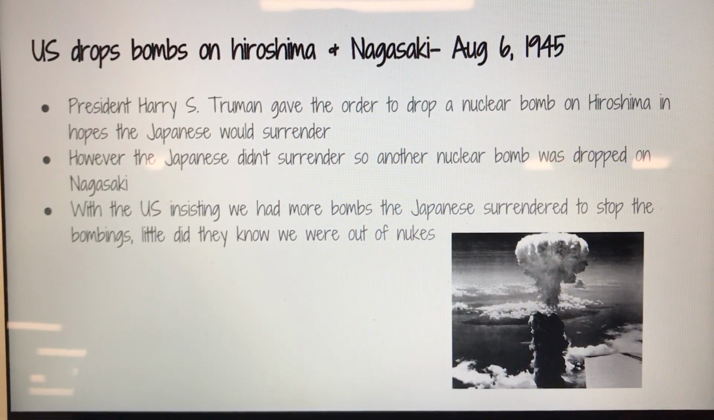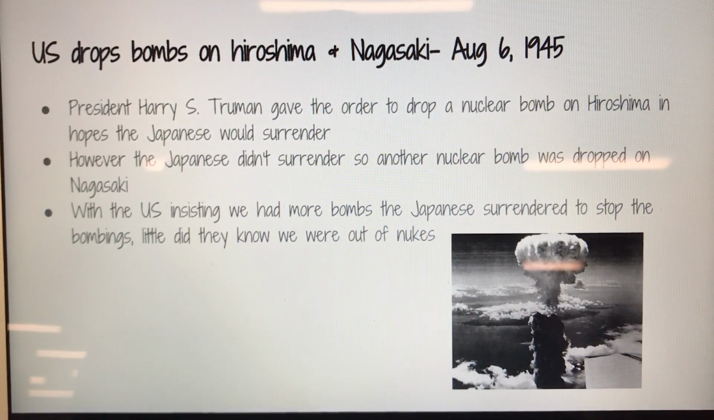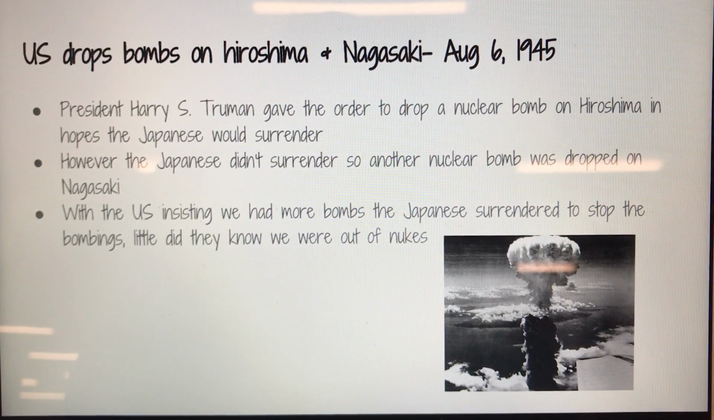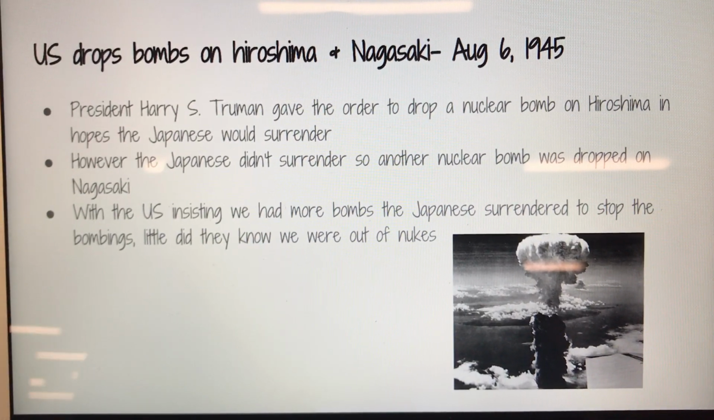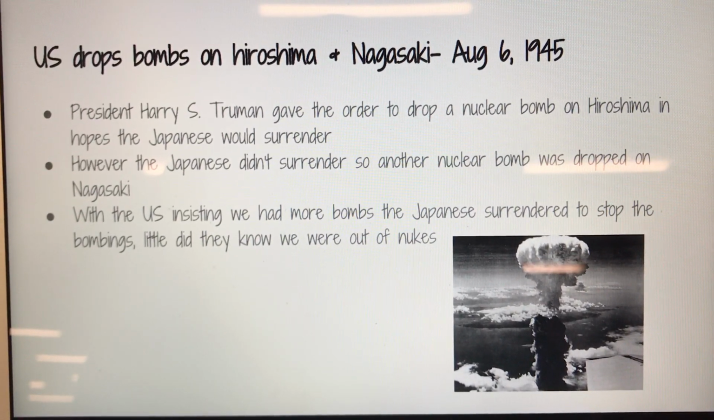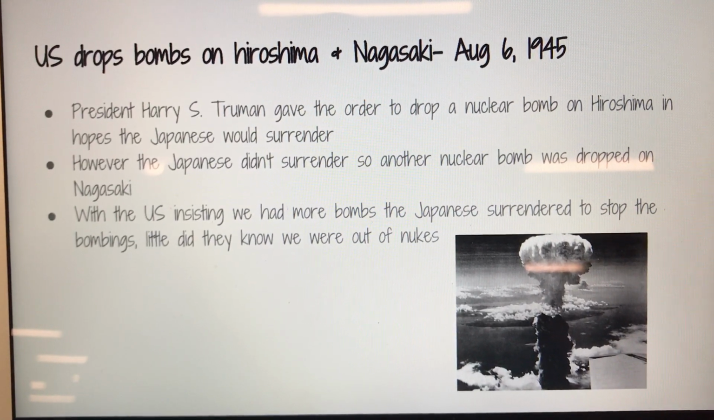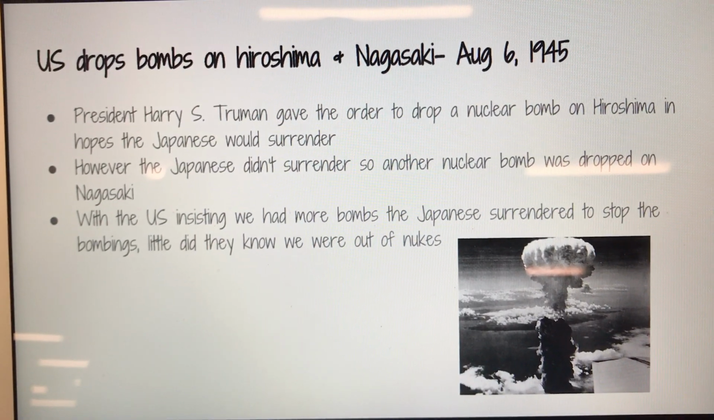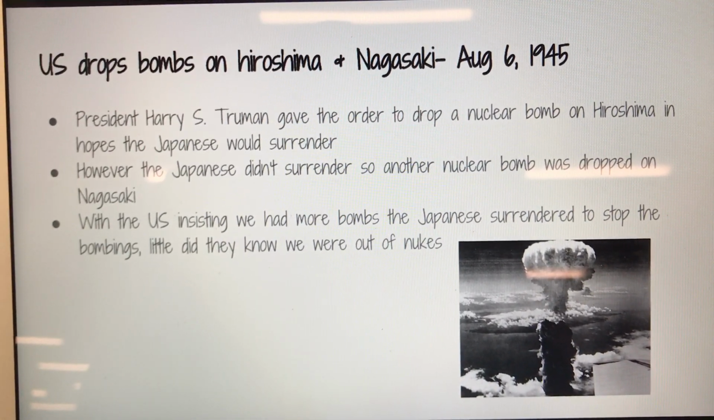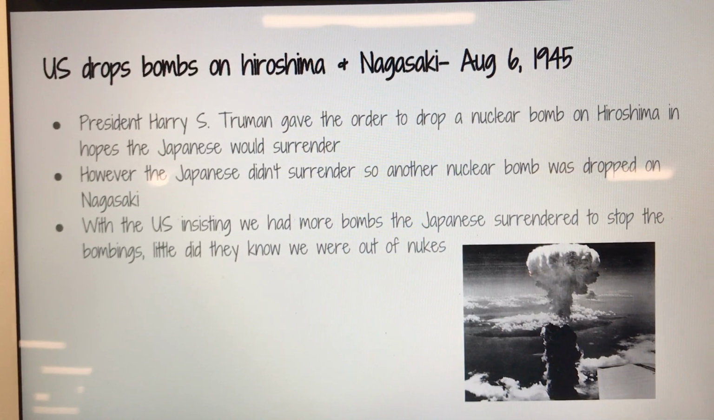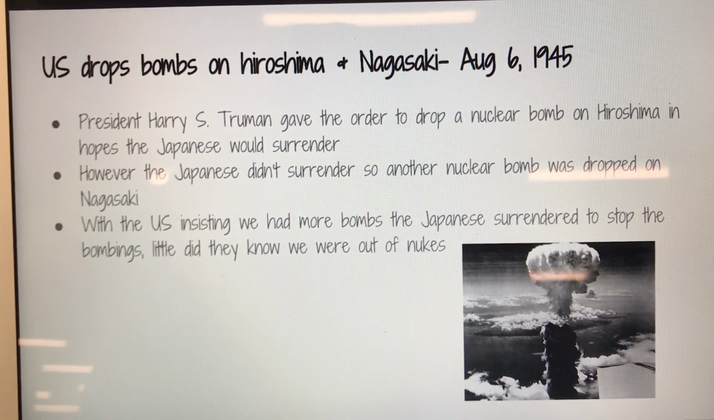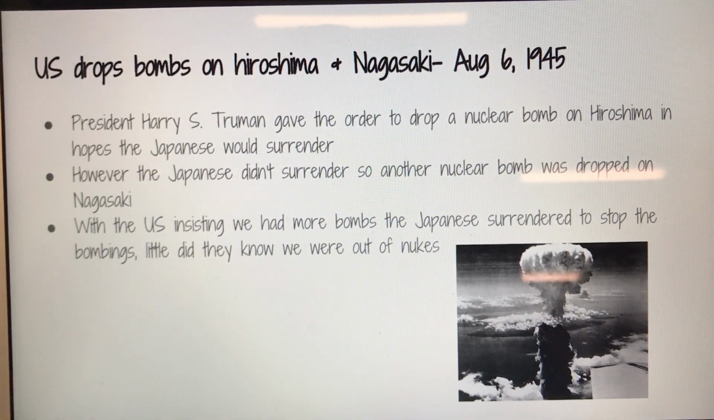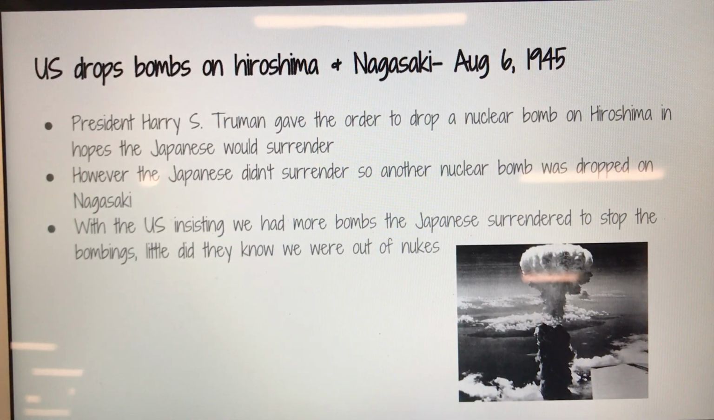U.S. drops bombs on Hiroshima and Nagasaki, August 6, 1945. President Harry S. Truman gave the order to drop a nuclear bomb on Hiroshima in the hopes that the Japanese would surrender. However, the Japanese didn't surrender, so another nuclear bomb was dropped on Nagasaki. With the U.S. insisting we had more bombs, the Japanese surrendered to stop the bombings, but little did they know we were out of nukes.